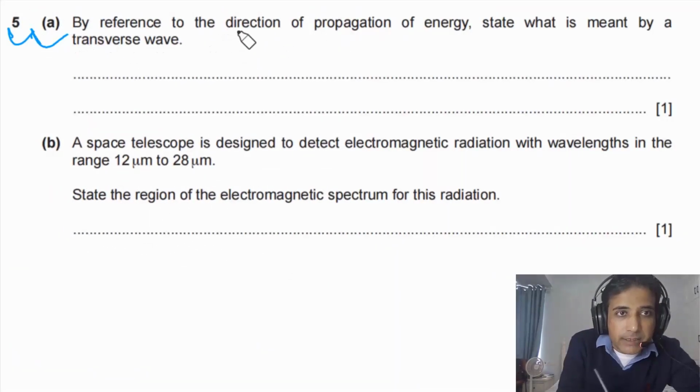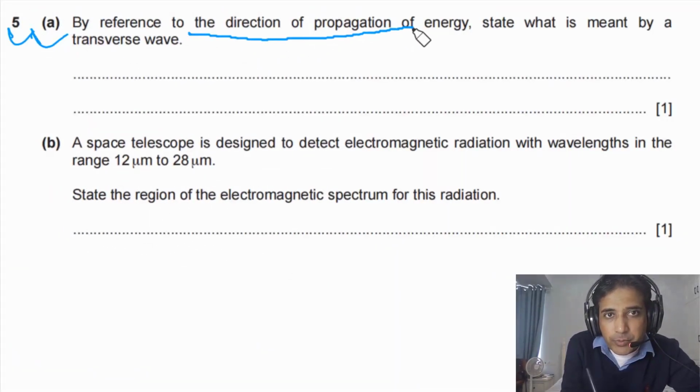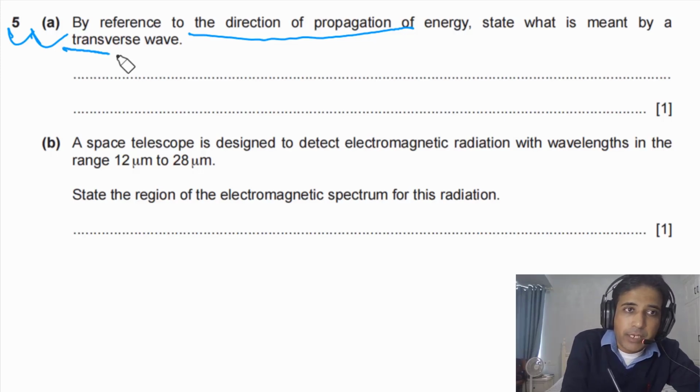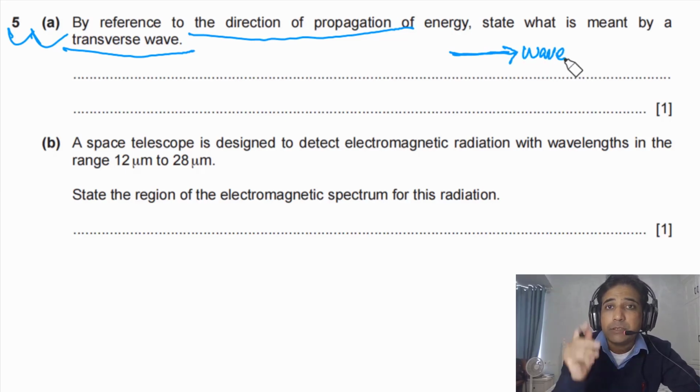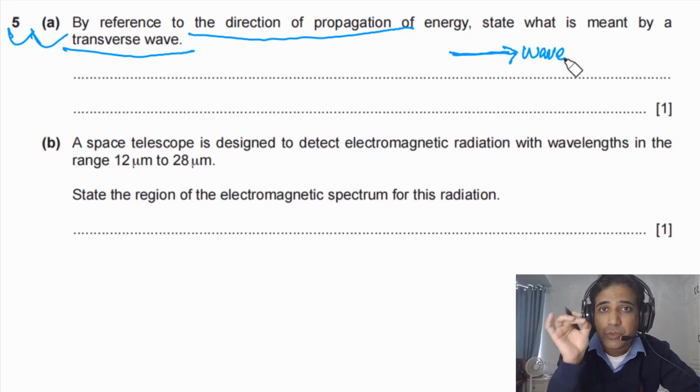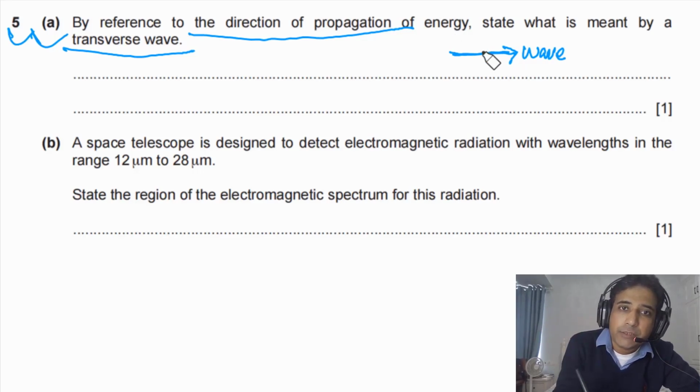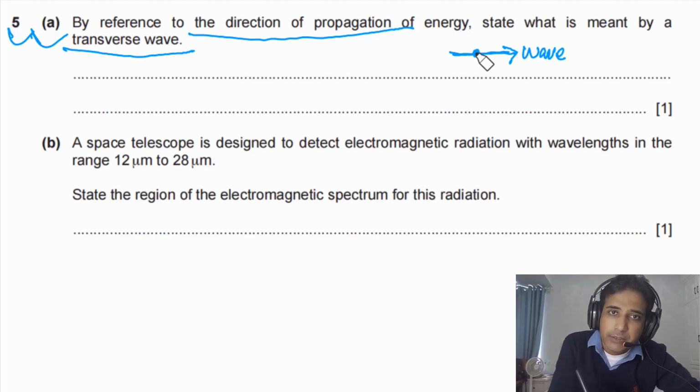Question 5 part A says, by reference to direction of propagation of energy, state what is meant by a transverse wave. So first of all, imagine that the transverse wave is moving to the right. So this is the direction of propagation of the wave and this is also the direction of propagation of energy. Now we can imagine a medium particle here. So how will this medium particle move? This medium particle will simply move up and down.